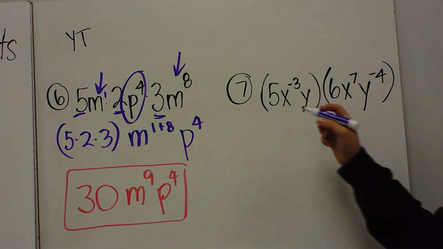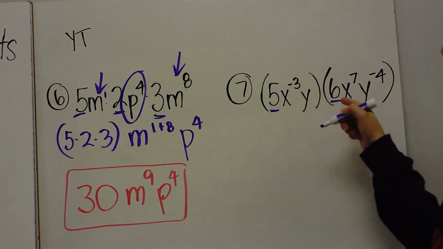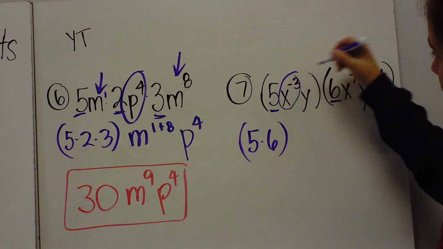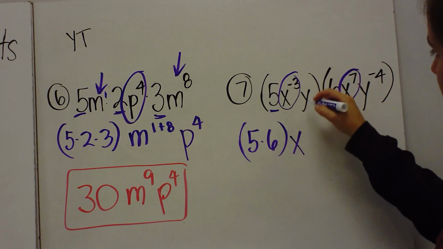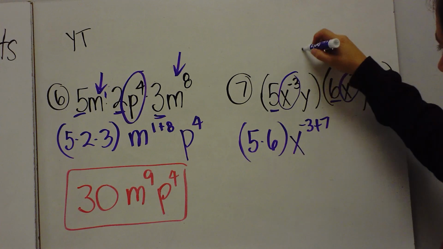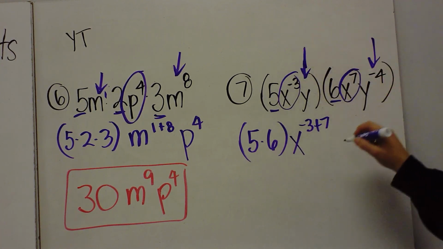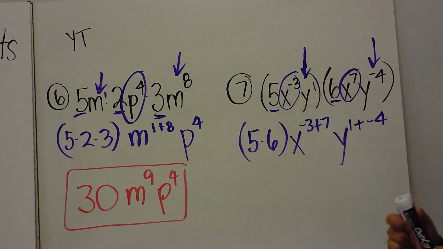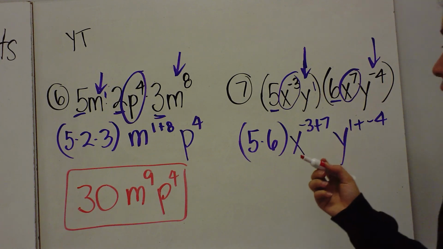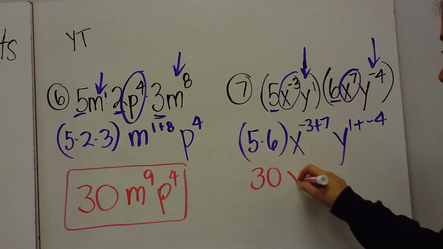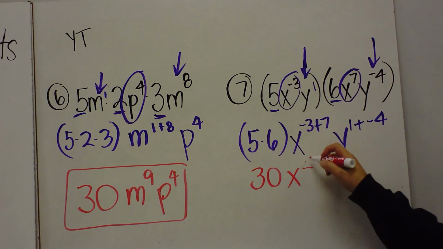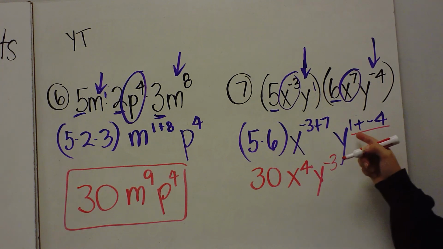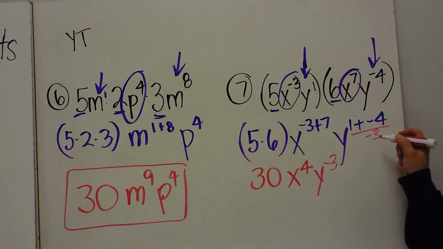All right, number 7. I have 5 and I have 6. So 5 times 6. And then I have an x here and an x here. So x to the negative 3 plus 7. And then a y and a y. So y to the 1 plus negative 4. And 5 times 6 is 30. X to the 4th. Y to the negative 3, because 1 plus negative 4 is negative 3.